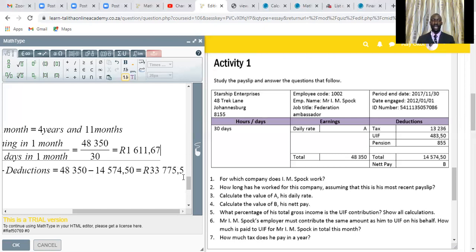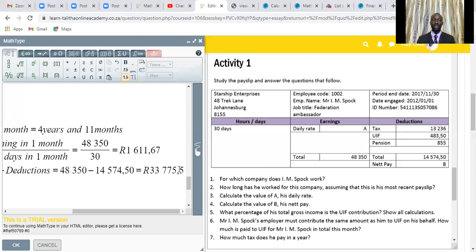In other words, this is the physical cash that he can take from the bank. This is the money that will be deposited in his account. The money we are calling net pay. So the next question that we would like to look at will then be question 5.